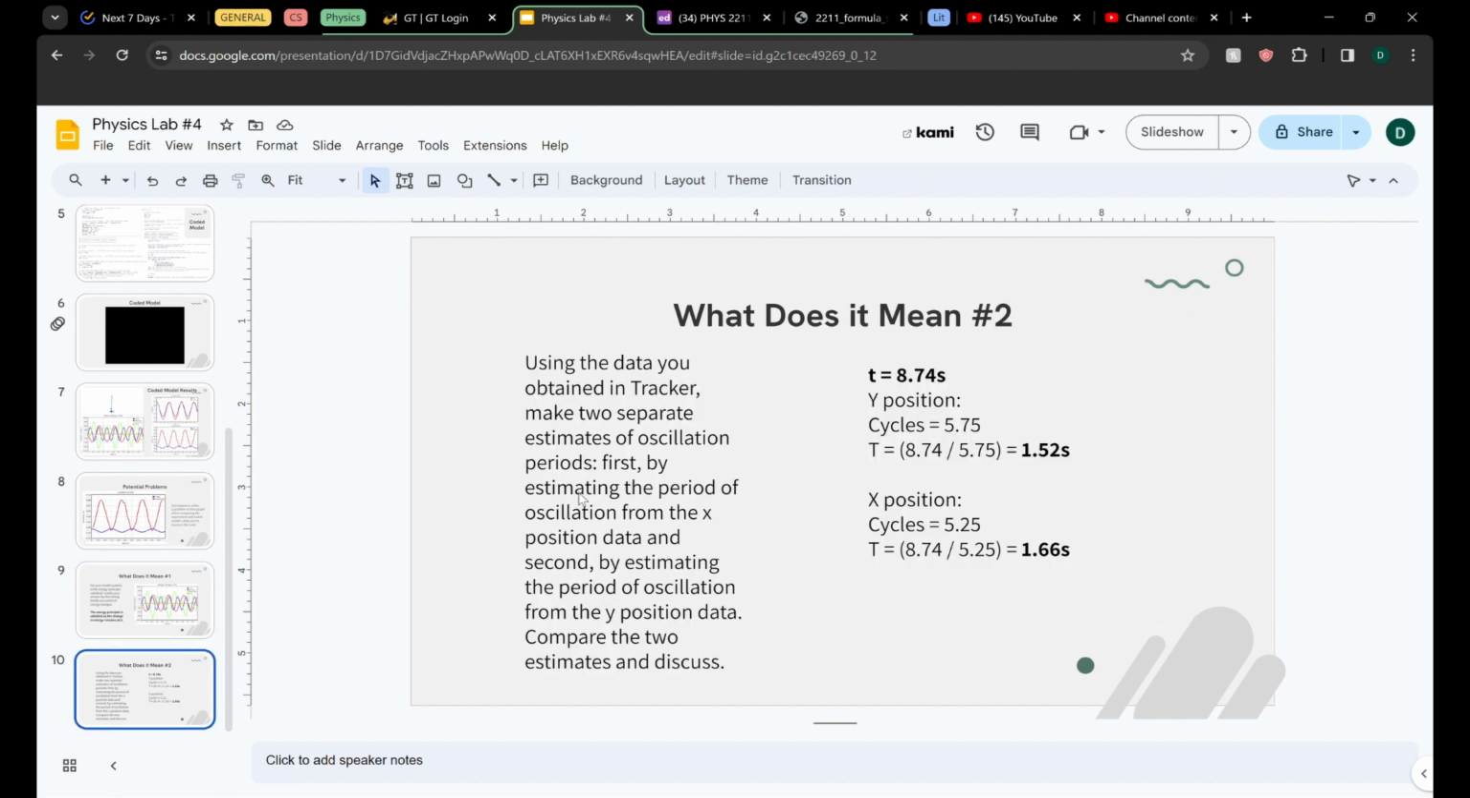What does it mean, number 2? Using the data you obtained in Tracker, make 2 separate estimates of oscillation periods. First, by estimating the period of oscillations from the X position data, and second, by estimating the period of oscillation from the Y position data. Compare the 2 estimates and discuss.